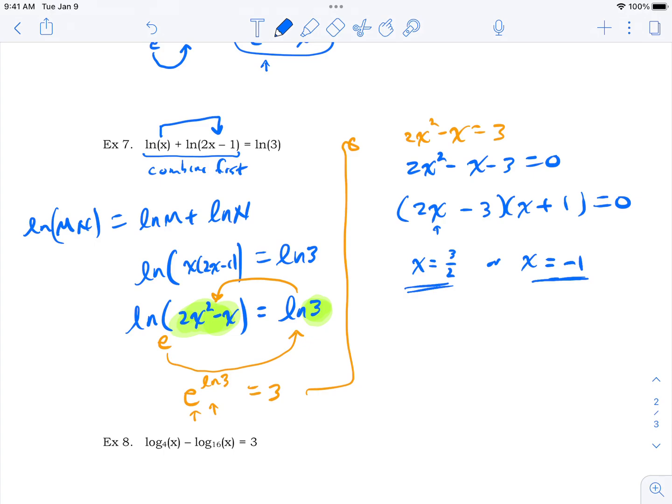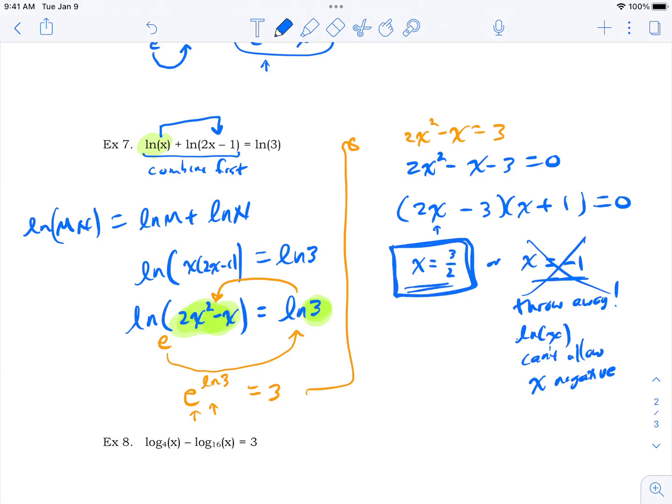Now, here's the thing. I have to throw that one out. Throw away. Why do we have to throw that one away? Because if you look over here, this says the natural log of x, right? Natural log of x can't allow x negative. You can't plug a negative into a logarithm, in other words. So since you can't plug a negative into a logarithm, you have to throw that answer away. And so our only answer then is this one, x equals 3 halves.